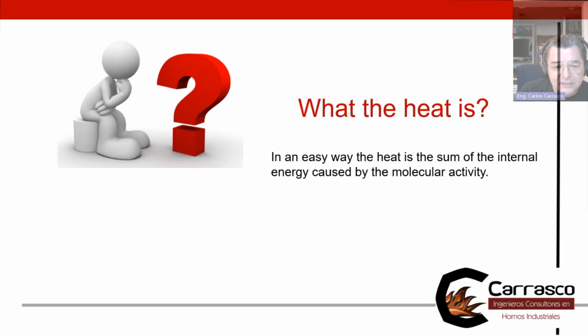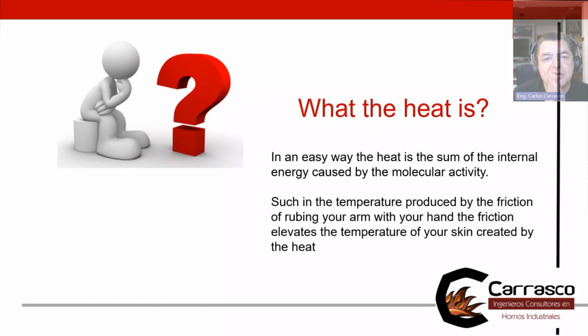But the easy way to understand what heat is, where the heat comes from, is the temperature that you get in your arm when you rub your arm with your hand and you feel the heat. That heat is caused by the friction of the molecules of the hand and of your arm, and the increase of the temperature of the skin is the heat. And that's exactly what happens inside the system. The molecules are agitated inside by an external source and then create the heat.